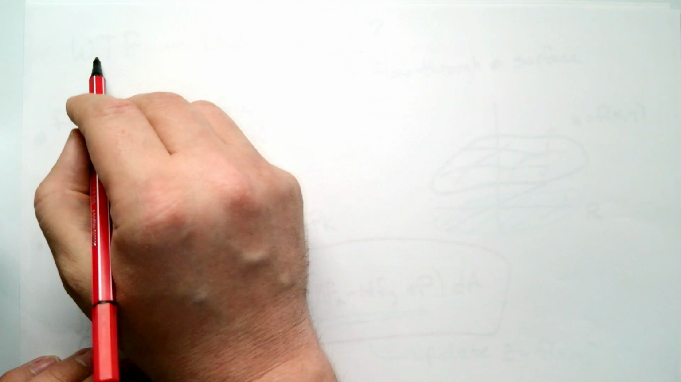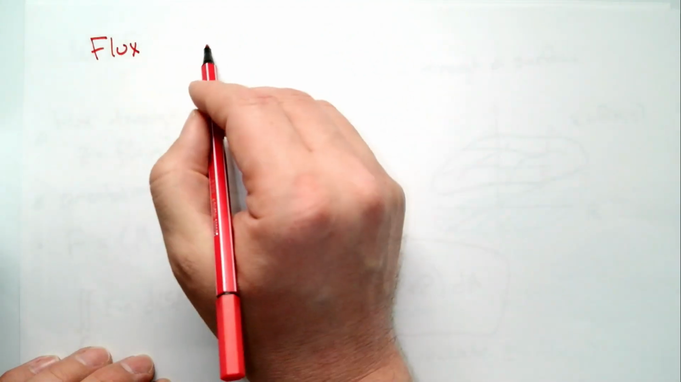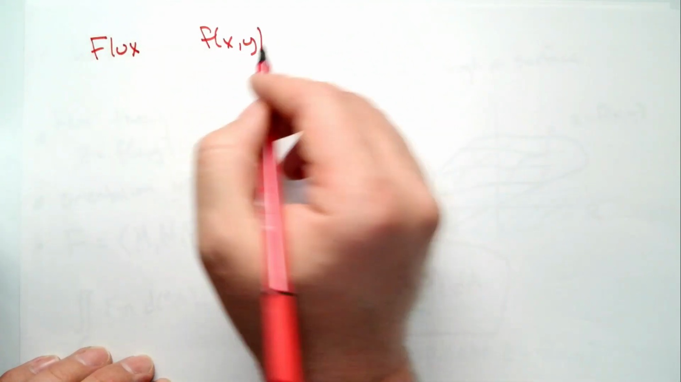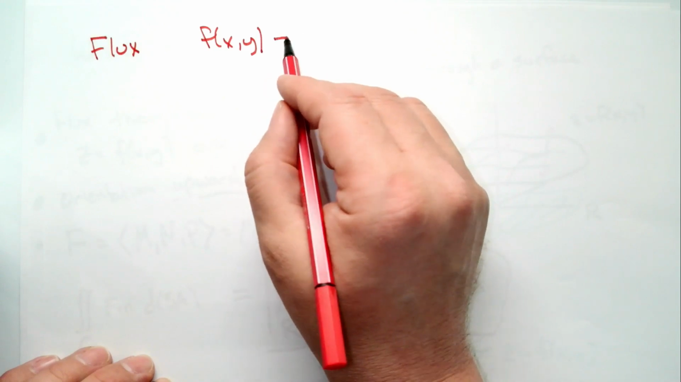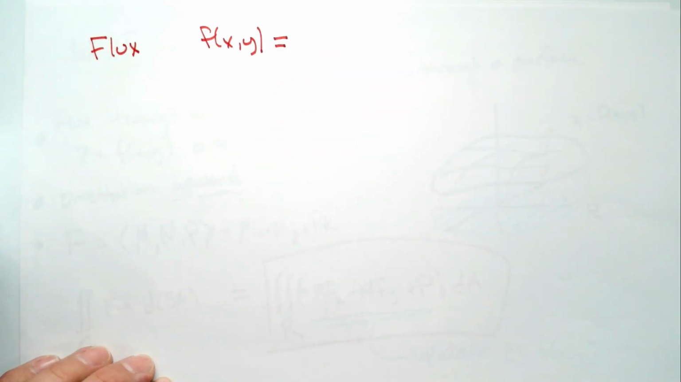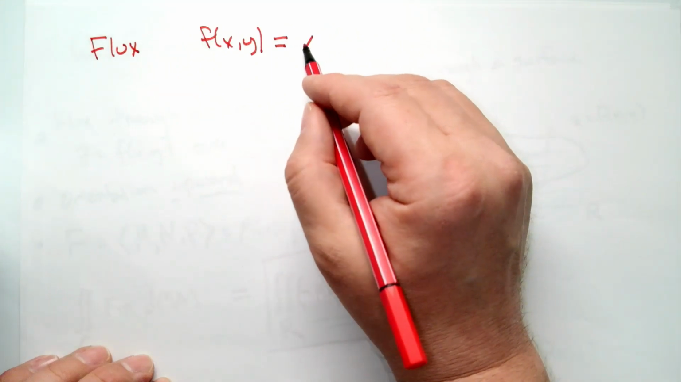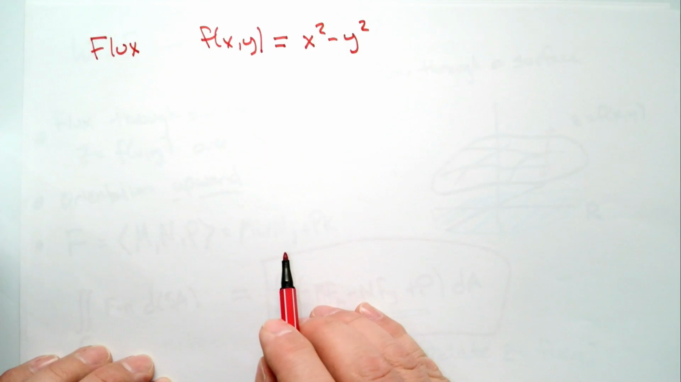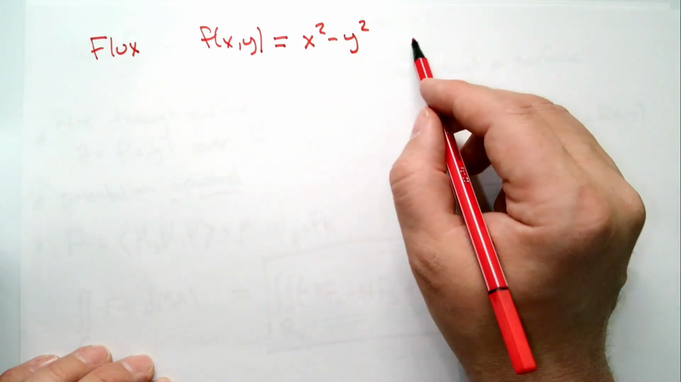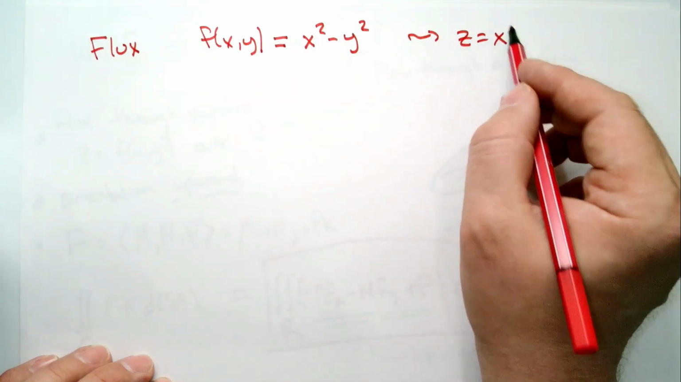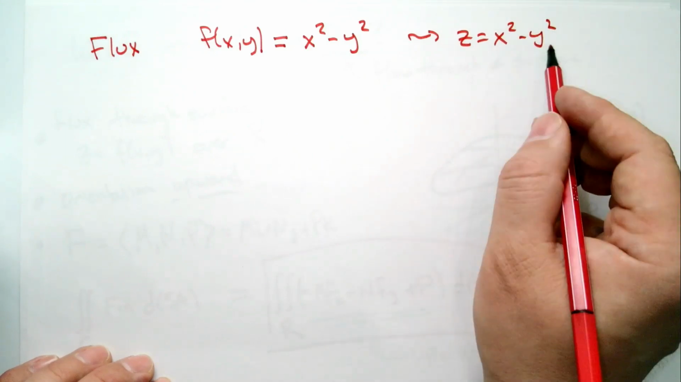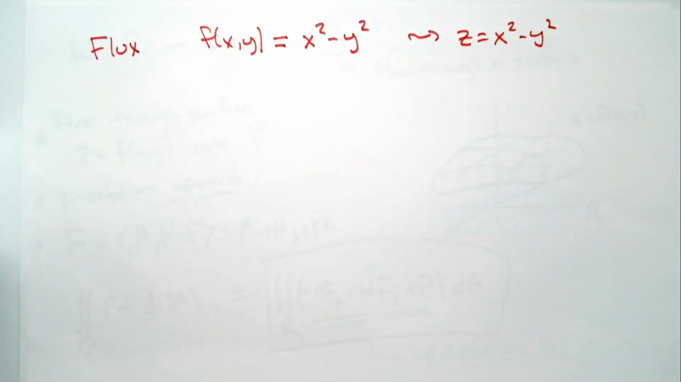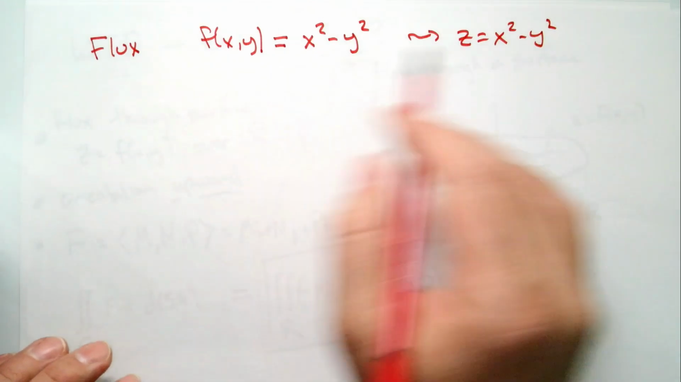All right. Let's do find the flux. We'll do f of xy. We'll have it be a hyperbolic paraboloid. So we'll do x squared minus y squared. So that's our surface. Oftentimes we don't write f of xy. We normally write z equals x squared minus y squared, and we just know that when we see that, f of xy is x squared minus y squared. So the flux is through this surface.